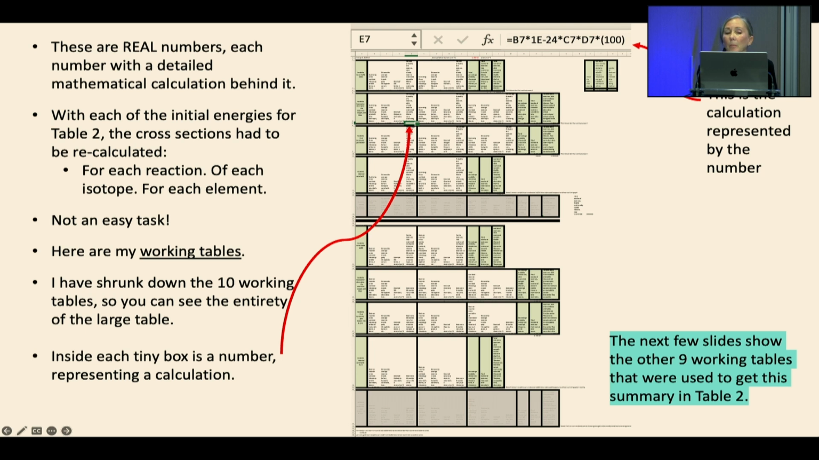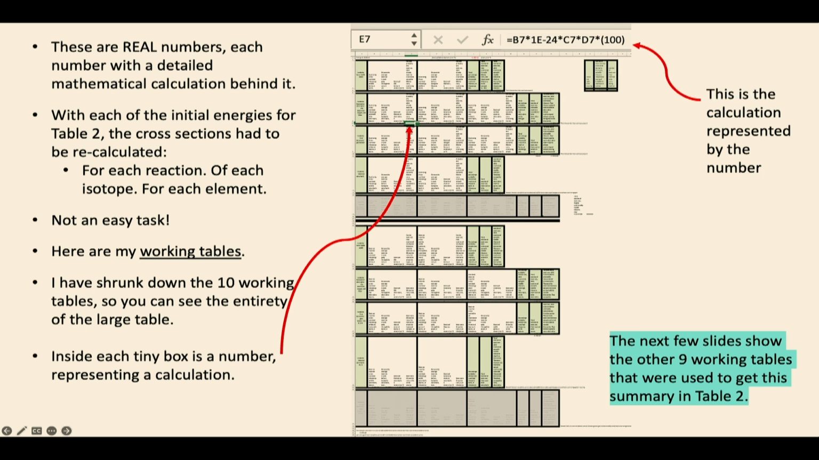Now these are real numbers. Each number has a detailed mathematical calculation behind it. With each of the initial energies for Table 2, the cross-sections had to be recalculated for each reaction of each isotope for each element. I want you to know that's not an easy task.